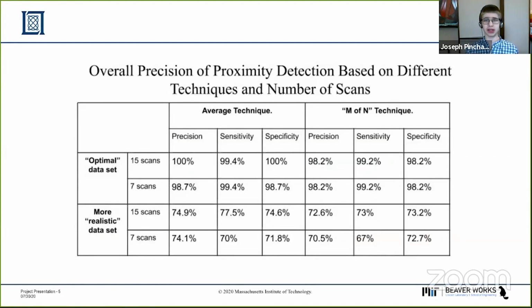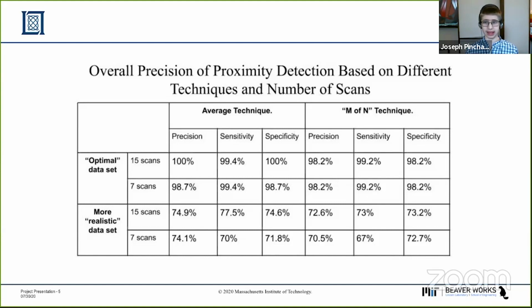So here I present to you a table of my overall findings. On the top you have each algorithm, and on the left you have both data sets for both 7 and 15 scans. We can see that for both algorithms under the ideal data, there were very small, if any, changes between the overall accuracy at 7 and 15 scans. The M of n technique had no changes whatsoever, while the average technique lost about 1% for precision and specificity.